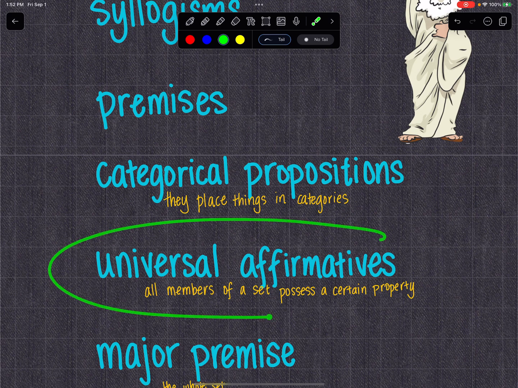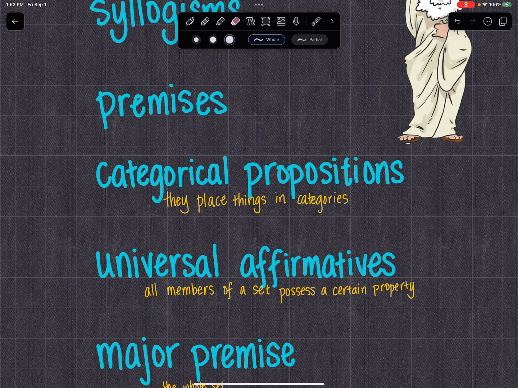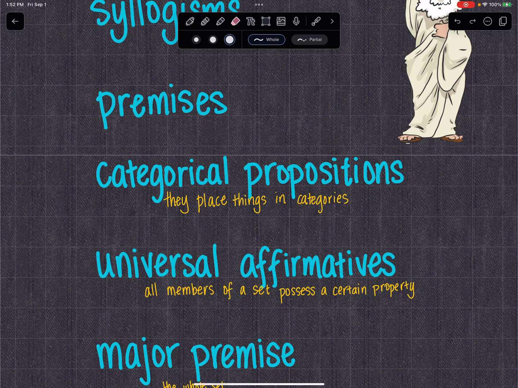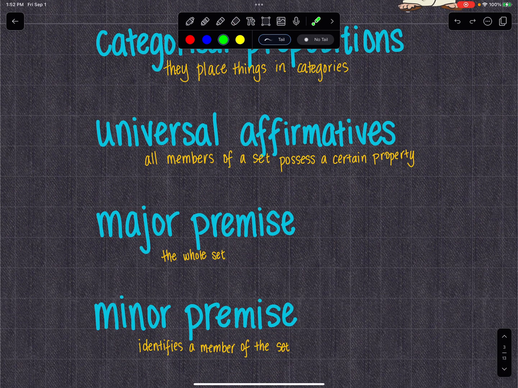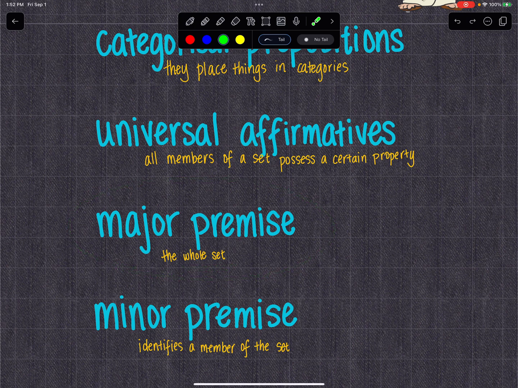This premise is usually called the major premise, where you say all something have this property: all boys have this property, all athletes have this property, all animals, or whatever. So that's usually the major premise when we start looking at premises here. You'll recognize it because it has the whole set. If it says all turtles are green or whatever, that's the whole set, and that's the major premise.